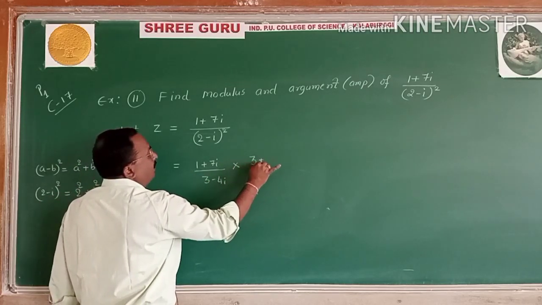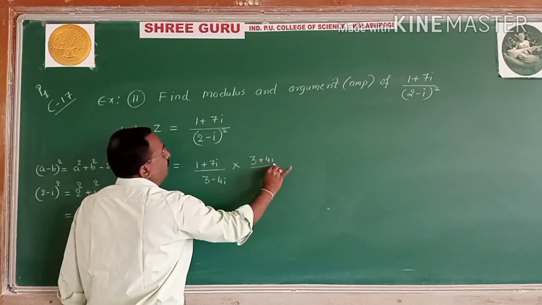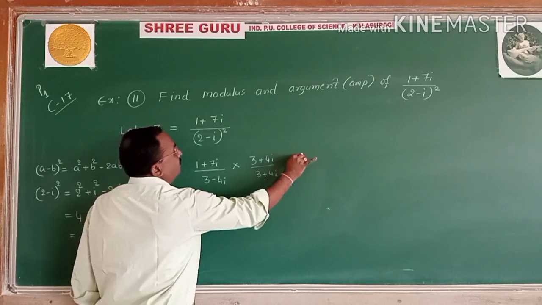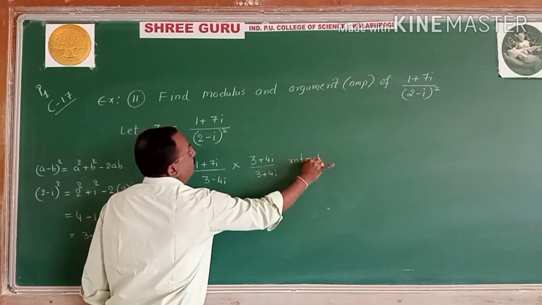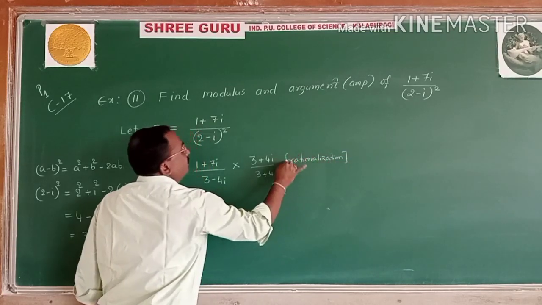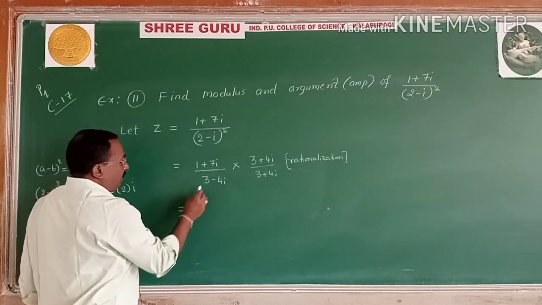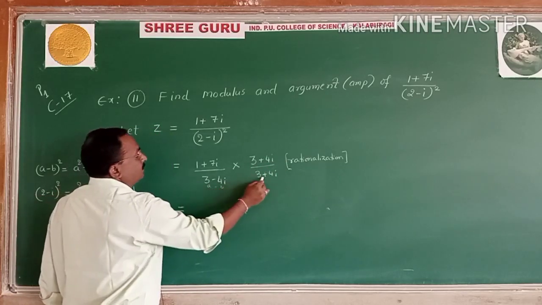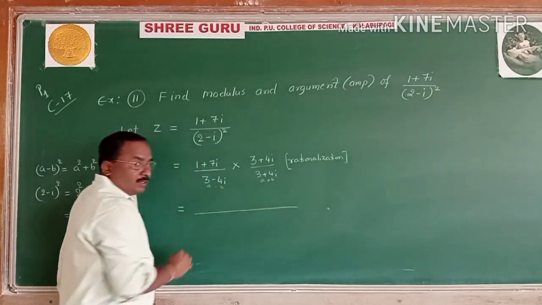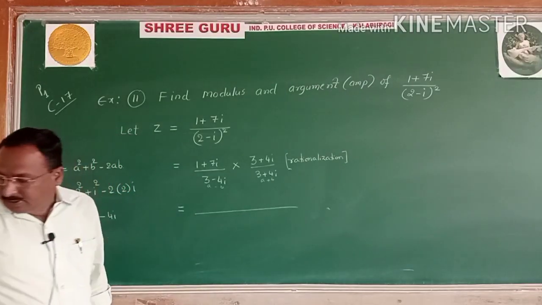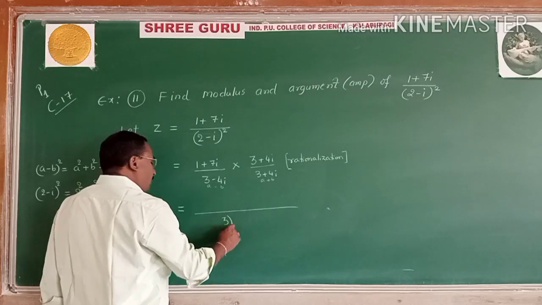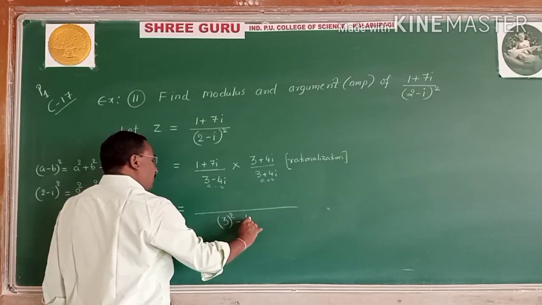Multiply by 3 plus 4i divided by 3 plus 4i. Rationalization: the denominator is (a minus b) and this is (a plus b), that is a square minus b square. A square, 3 whole square is there, a square minus b square.